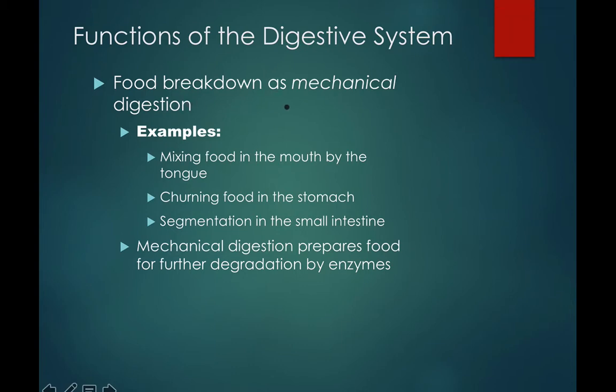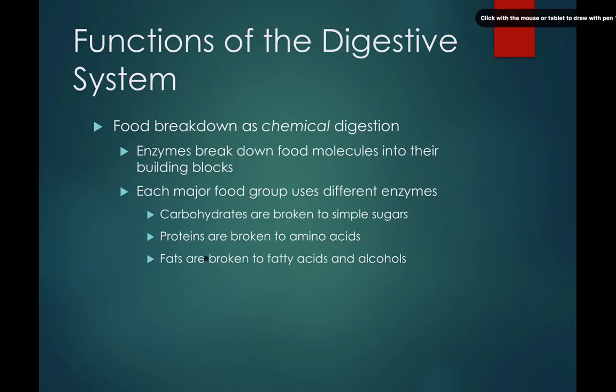A couple of the other functions of the digestive system include food breakdown. So food breakdown occurs as mechanical digestion. Mechanical is sort of the physical breakup of food. So examples of mechanical digestion would be mixing food in the mouth with your tongue, or the churning of food in the stomach, or segmentation in the small intestine. So it's the actual physical breakdown. Mechanical digestion prepares food to be further degraded by chemicals. Then this one is the chemical breakdown. So you have physical or mechanical and chemical breakdown. Chemical breakdown uses chemicals. Hopefully that makes sense.